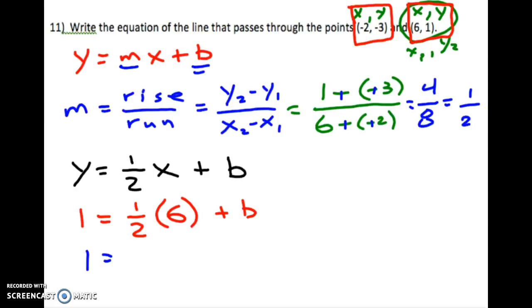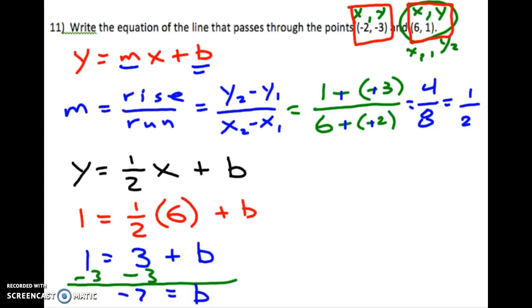If we do the math, 1/2 times 6 should give us 3. Subtract the 3. We will find out that b equals -2. So our final equation then, we would fill in. We had that 1/2 for the x, and now in place of the b, we're going to put the -2.